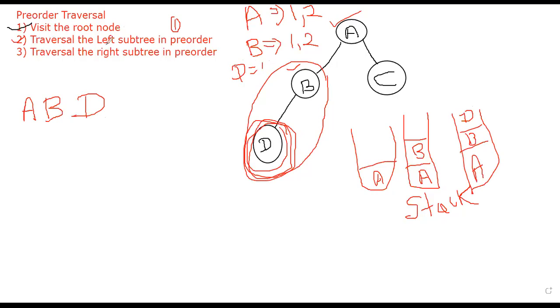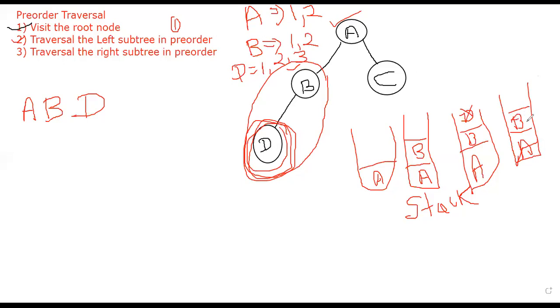Then traverse its left subtree. What is the left subtree? We are again doing step number 2. The left subtree is empty. As the left subtree is empty, we can go for its right subtree. Its right subtree is also empty. So we have processed node D. Now we want to backtrack. Where are we going to backtrack? We are going to backtrack to B, because we have done only steps 1 and 2 for B.